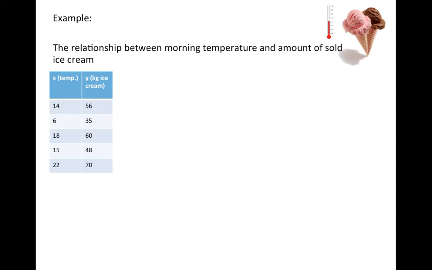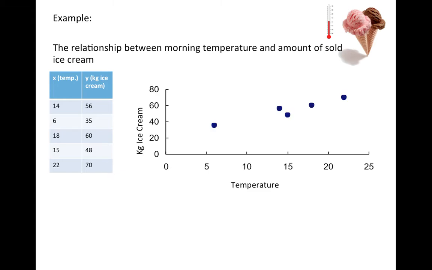So here we record data of morning temperature and kilograms of sold ice cream for 5 days. The independent variable will be temperature, and the dependent variable, the response variable, will be amount of sold ice cream. Let's plot the data. Here it does look like the amount of ice cream sold is affected by morning temperature and that this relationship is linear. But how do we describe this relationship? How do we predict how much ice cream we will sell at a specific temperature?